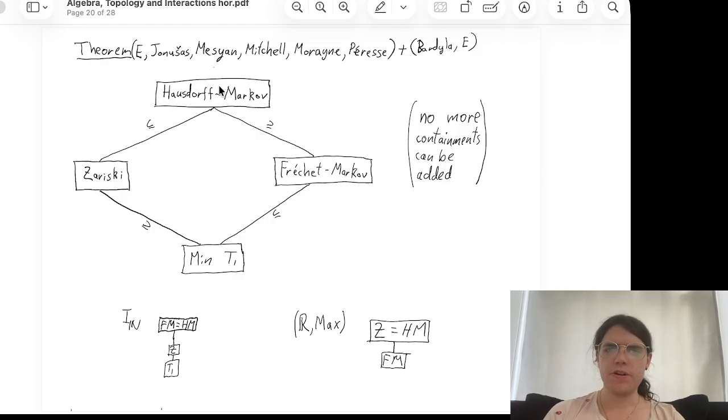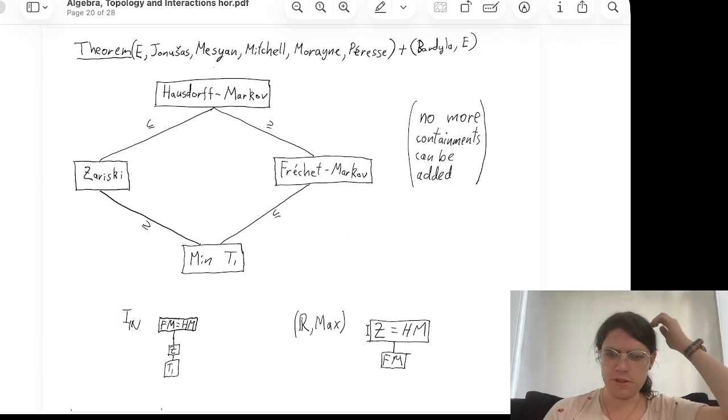So Hausdorff-Markov is the biggest one, which contains Zariski, which contains minimum T1. And Frechet-Markov is always, obviously contained in Hausdorff-Markov. And this is always T1, so it contains that one. And you can prove that these are all the containments that exist between these four. You only need to consider two semigroups to prove this.